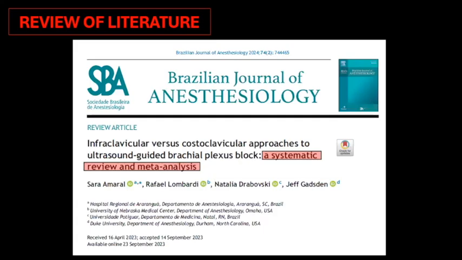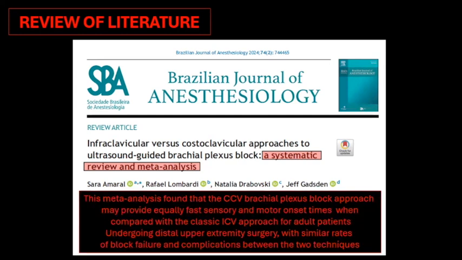One more study, a systematic review and meta-analysis of infraclavicular versus costoclavicular approach, ultrasound guided. They found equal sensory and motor block as compared to the classic infraclavicular approach for adult patients, and similar rates of block failure and complications between the two techniques.